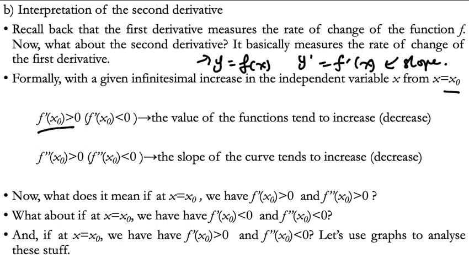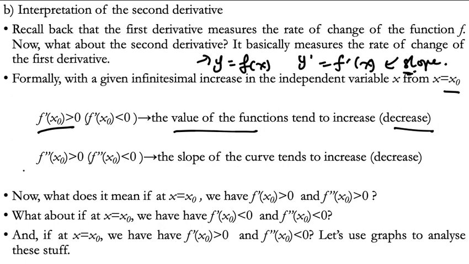Because f prime x naught here is a slope, when it is positive, the slope is positive. When the slope is positive, the curve is increasing, isn't it? When the curve is increasing, it means the values of the function tend to increase. On the other hand, if we get f prime x naught less than 0, it means the slope is negative. When the slope is negative, the values of the function tend to decrease.